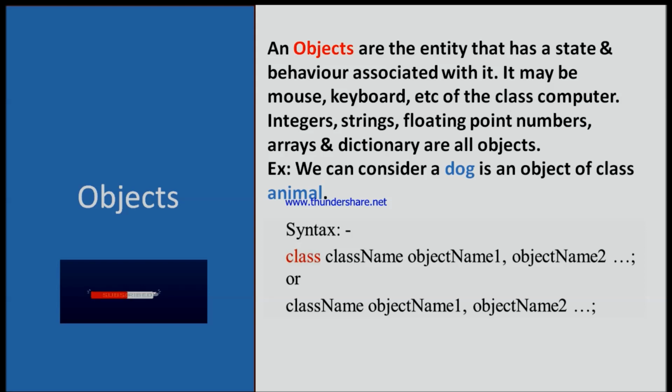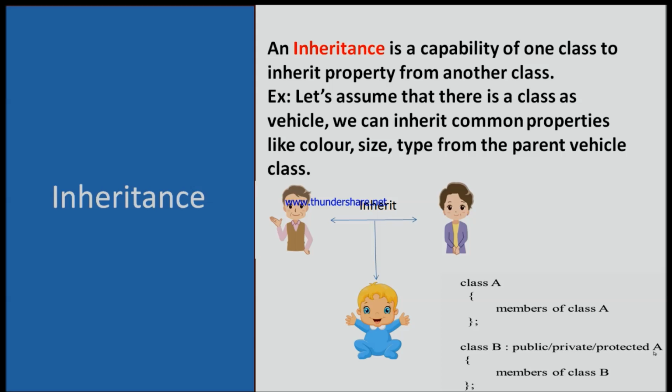I want to tell you one example based on objects. We can consider a dog as an object of class animal, and this is the syntax you can see on the screen. This is the class name, and we are assigning the objects as object 1 and object 2. We can assign many objects in one class.